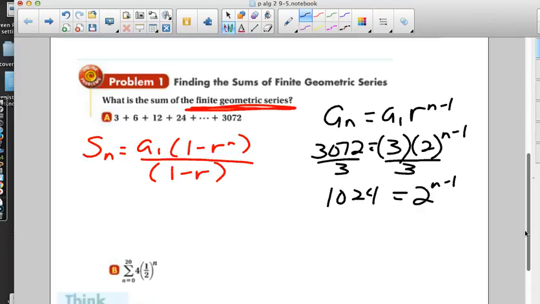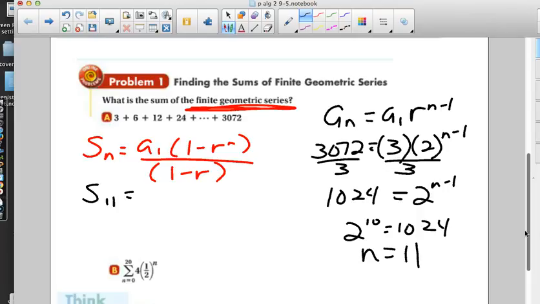So it's got to be something big. 2 to the 8th? Nope. 2 to the 9th? Nope, but getting closer. 2 to the 10th. So if 2 to the 10th is 1,024, what number should we put in here so we can get a 10? An 11. Has to be an 11. So n equals 11. Cool. We've got an 11 over here.